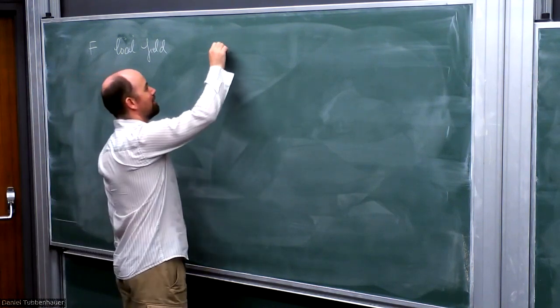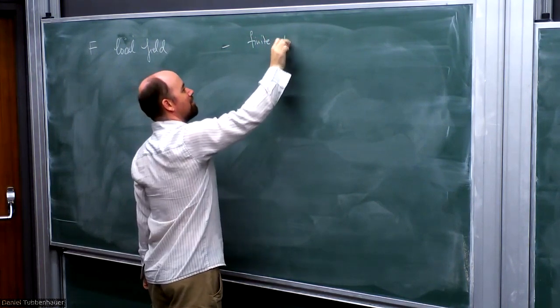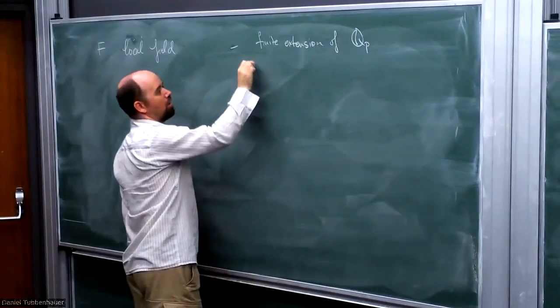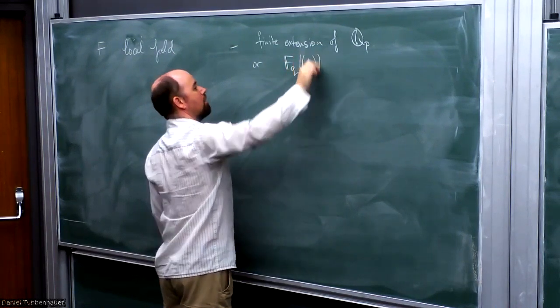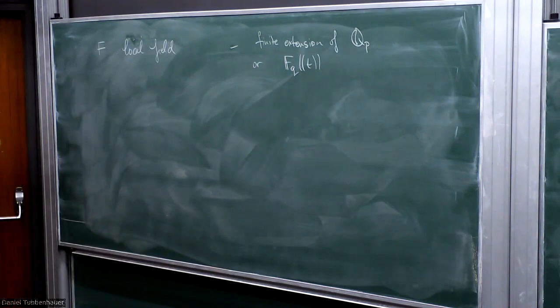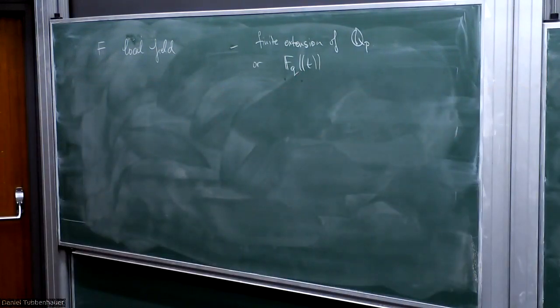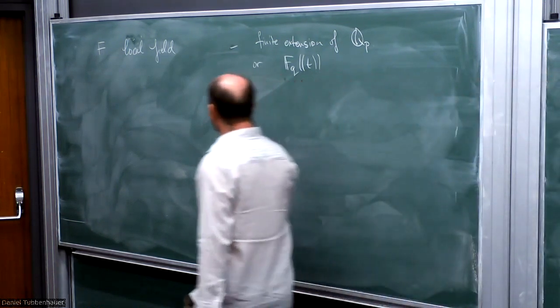So this means that it's a finite extension of the p-adic numbers, or it's Laurent series over F_q with a t-adic topology on it. You don't need to take finite extensions here because every finite extension of that field is actually isomorphic to another F_q' Laurent series. It's a bit of an exercise if you get lost.